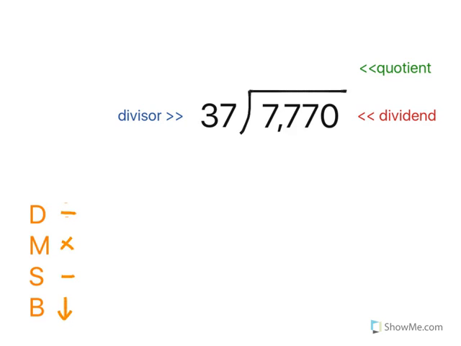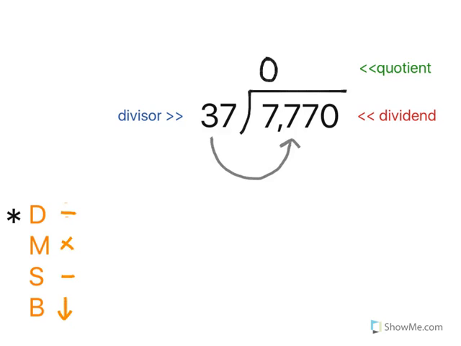So let's get started solving this problem. My first step is division, so I'll ask myself how many times 37 goes into 7. It doesn't go in any times, so I'll write a 0 above that 7 in the quotient area. I could go through all the other DMSB steps, but since that'll just leave me with a bunch of zeros, I'm going to go ahead and divide again.